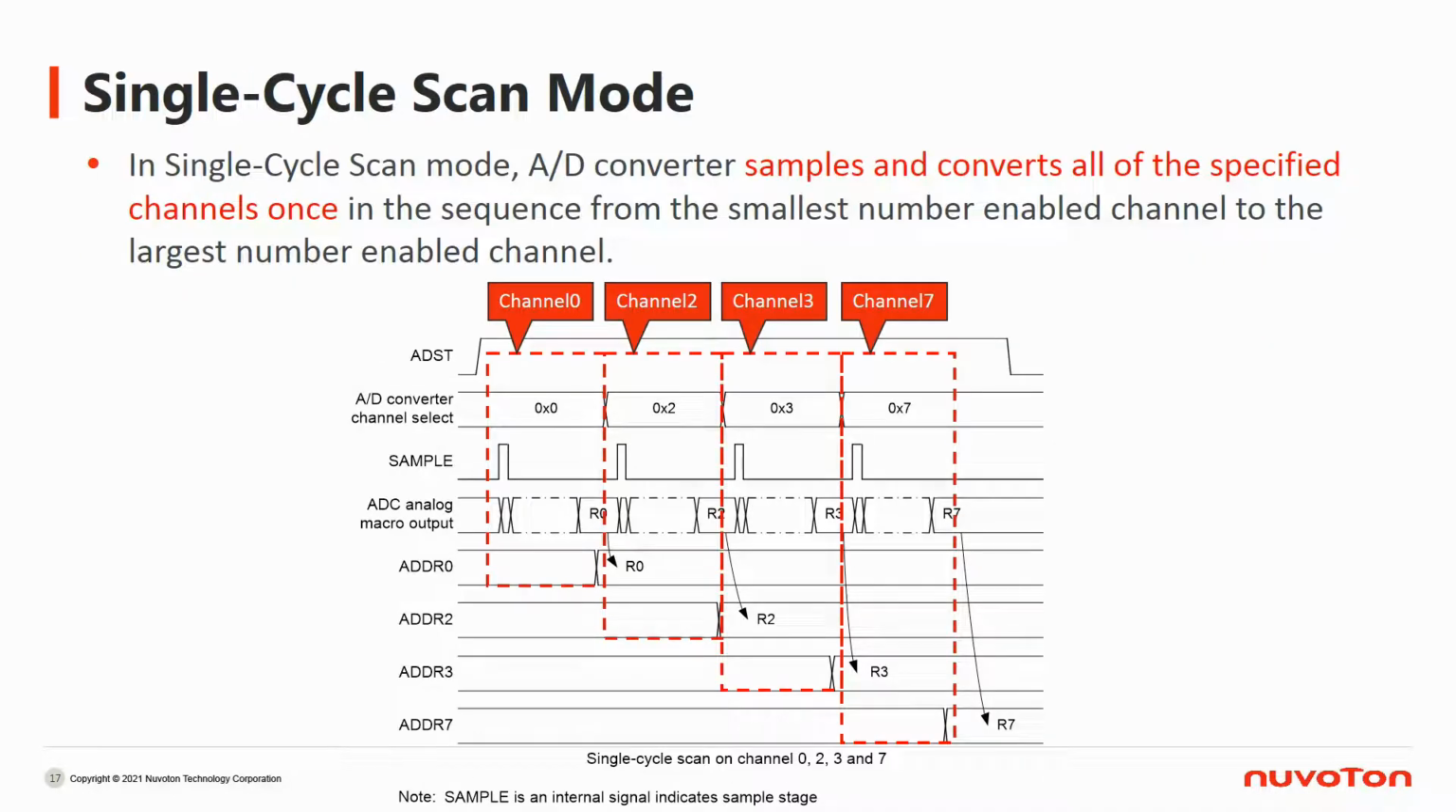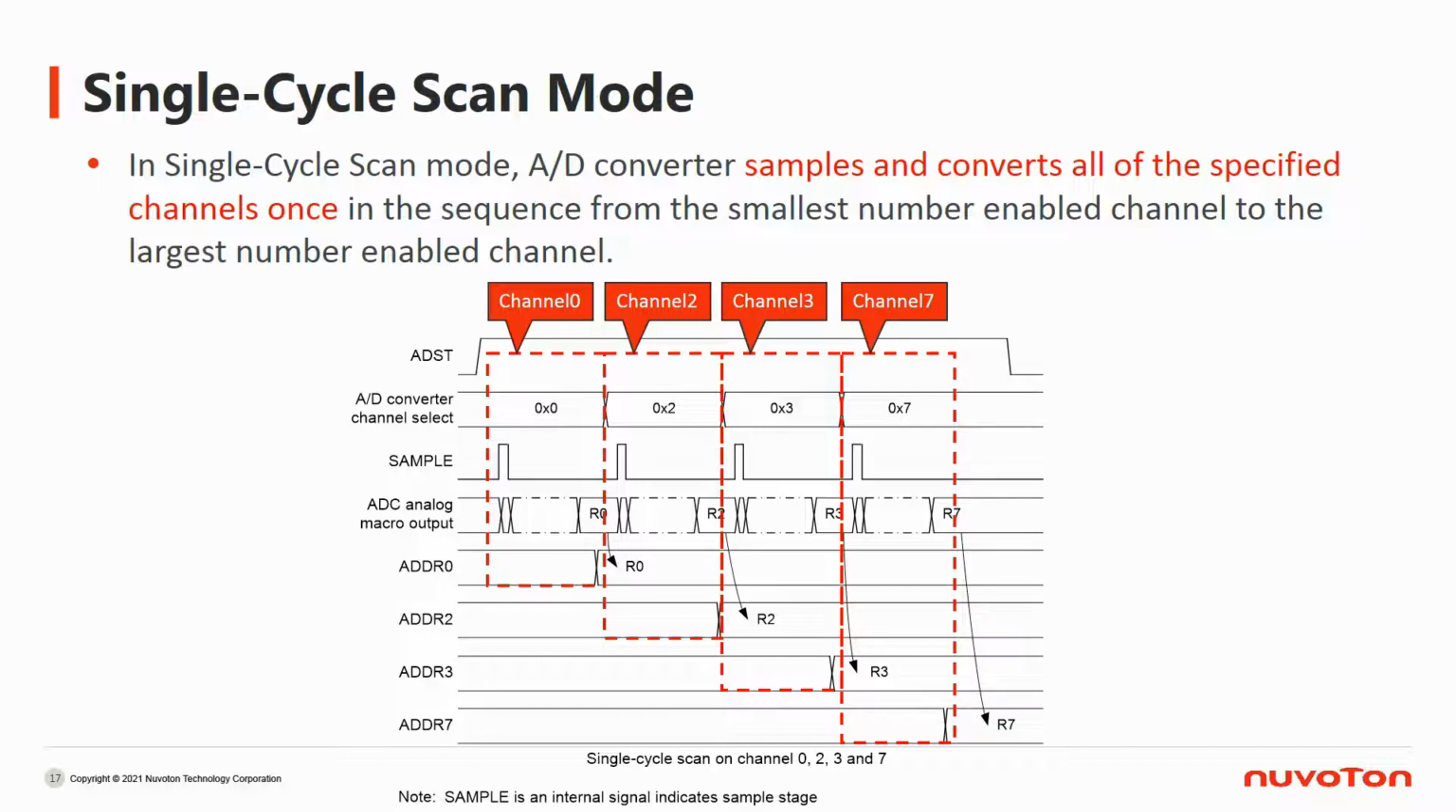Single cycle scan mode will scan all enabled channels once. ADC will sample and convert each channel in sequence from the smallest channel number to the largest channel number. Take the graph below for example. There are 4 channels enabled in this example. They are channel 0, channel 2, channel 3, and channel 7.